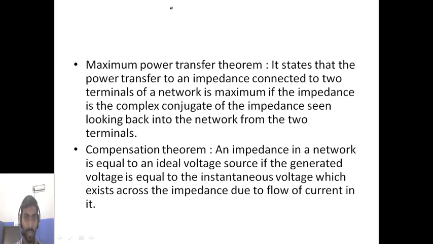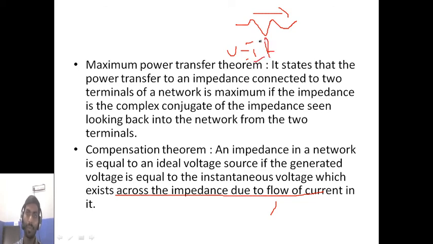Compensation theorem is equal to, okay, is equal to an ideal voltage source if the generated voltage is equal to the instantaneous voltage. What do you mean by instantaneous voltage? Here instantaneous voltage is the voltage across your resistor in the previous diagram. Okay, exists across the impedance due to the flow of current. How it will occur? See, let me say, if this is your resistor and some current is passing through it, you can calculate your voltage, right? V is equal to IR. That is what I say. When current flows through the resistance, then you will have your voltage drop.